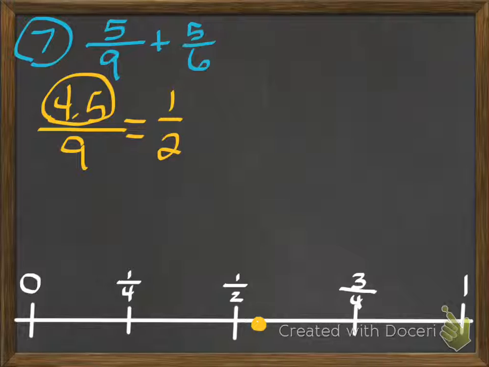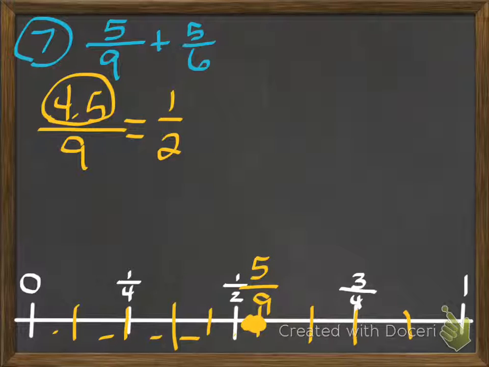Now I could take my thirds here and I could cut them into thirds to find out where 5/9 would be. 1, 2, 3, 4, 5, oh, a little bit closer there. Okay, so 5/9 would go right there. Okay, there are different ways to find the same answer, and that's fine.